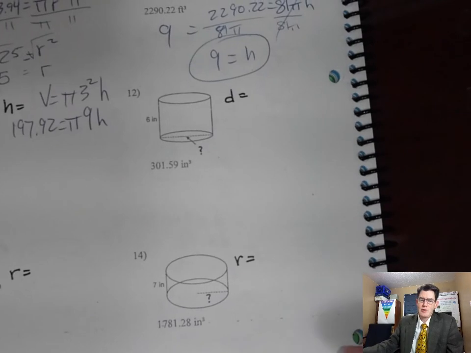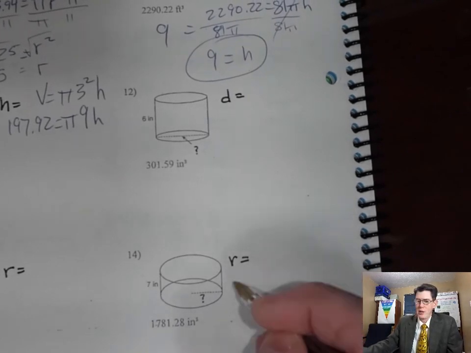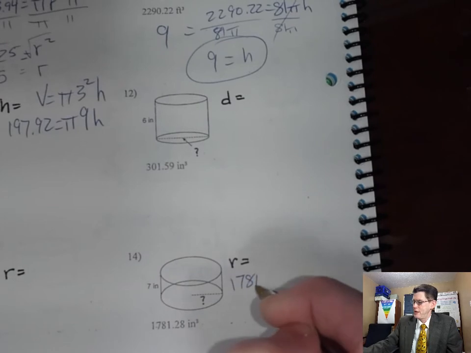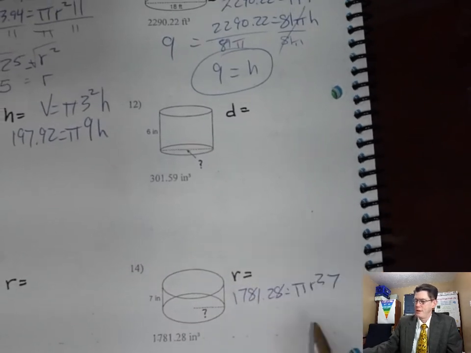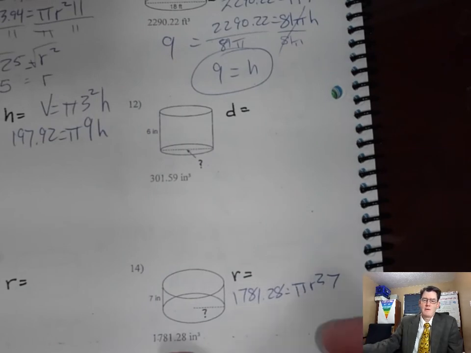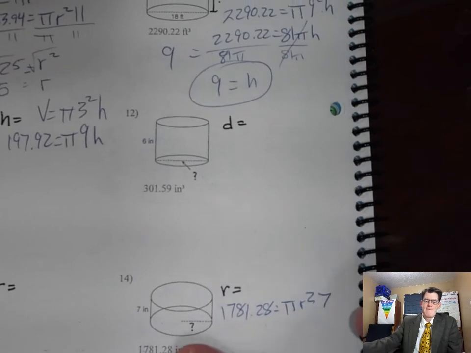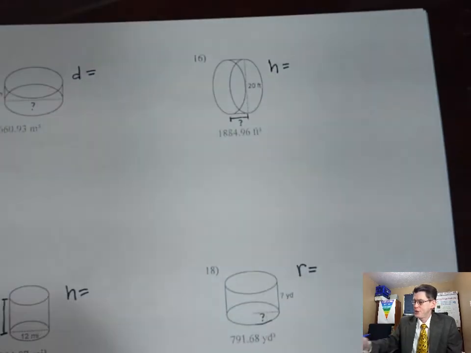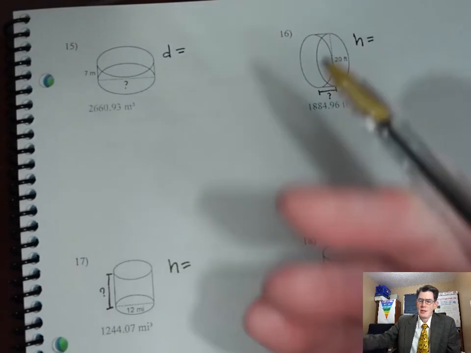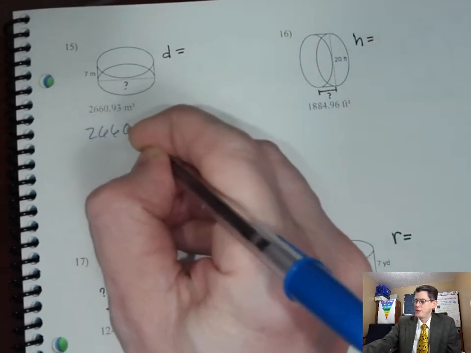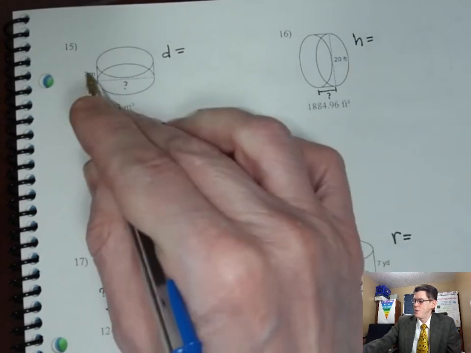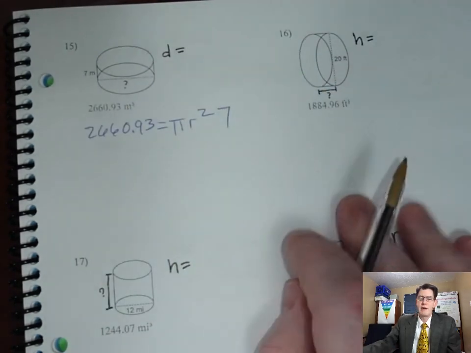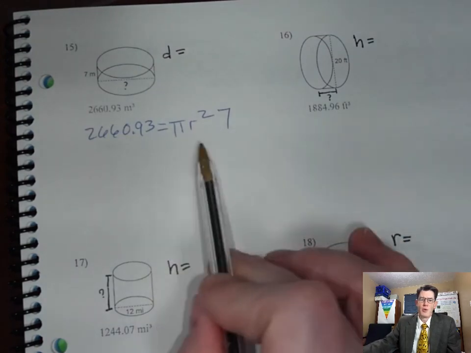The plan was also to do 14 and 15. As I look through these, really it's the same things. You can work these through. I'll just make sure that you've written 1781.28 volume equals pi r squared 7. Make sure you write that down. Volume equals pi r squared h. And then solve for the r. And then on 15, to find the diameter, make sure you write down 2060.93 equals pi r squared 7. And then work those through.